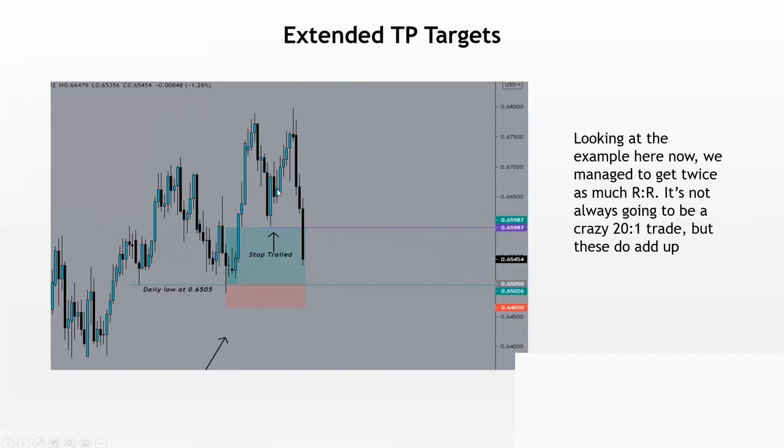Some people may see this here and say, you know what, that's a higher low, I'm going to move it there. And then you probably got maybe like a 3.5. It's not always going to be a 20-to-1 trade. But having a 2-to-1 instead of a 1-to-1, these things are going to add up.